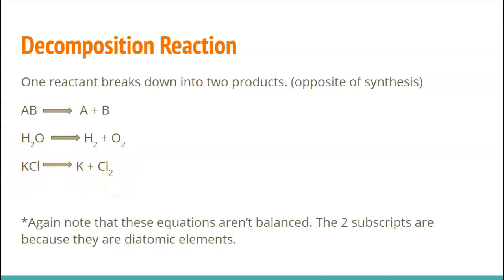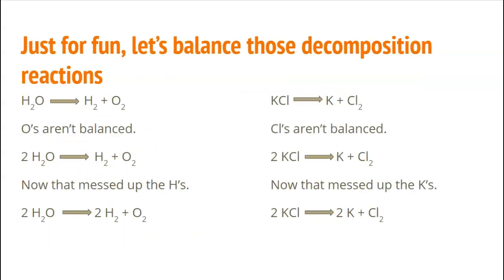Okay. And again, the subscripts of 2 are because these are diatomics, right? Okay. And so we're just going to now balance these just because it's some good practice. So here, if we look, H2, H2, O, O2, uh-oh. O's aren't balanced. We got to fix it over here. We would need to put a big 2 in front. So now I have 2 oxygens, 2 oxygens. But now we have 2 times 2, 4 hydrogens, and only 2 hydrogens. So we have to put a big coefficient of 2 here to make it 2 times 2 hydrogens.